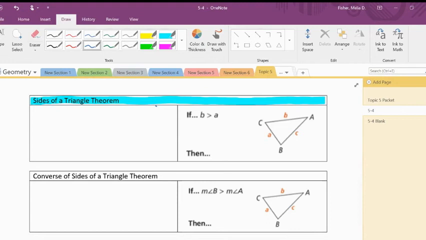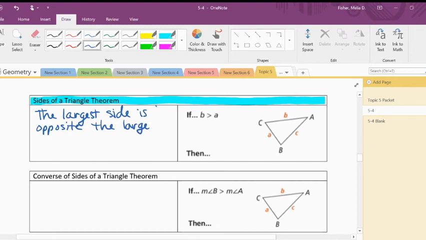That brings us to our sides of a triangle theorem. The largest side is opposite the largest angle. You could add that the smallest side is opposite the smallest angle.